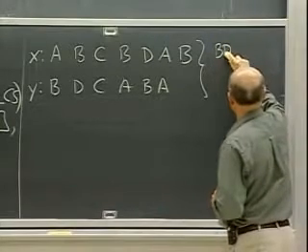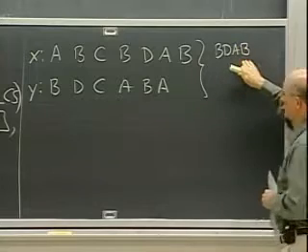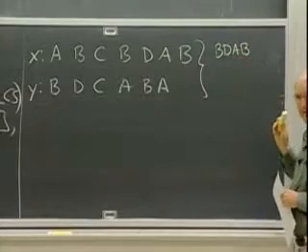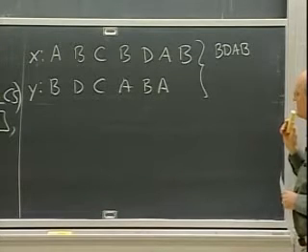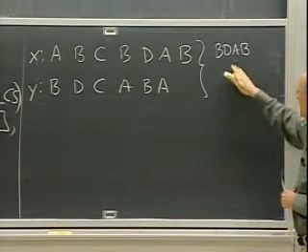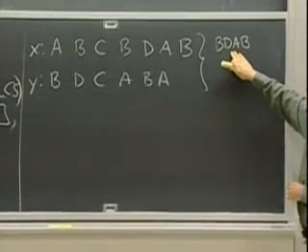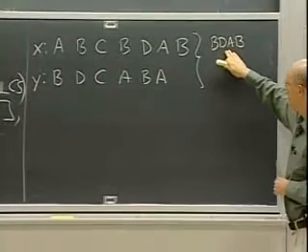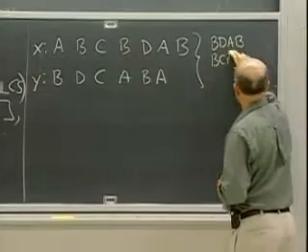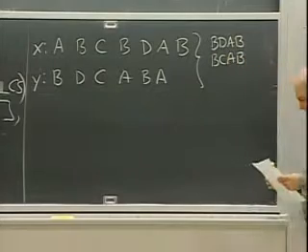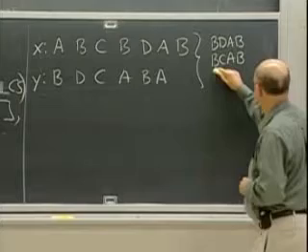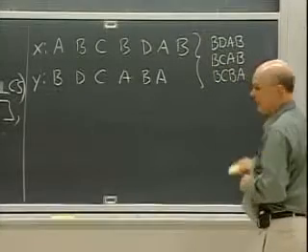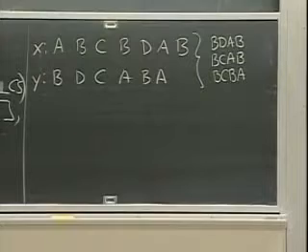So BDAB. That's the longest one. Is there another one? Is there another one that ties? B, C, A, B. Another one? B, C, B, A. Yeah, there are a bunch of them, all of length 4. There isn't one of length 5.